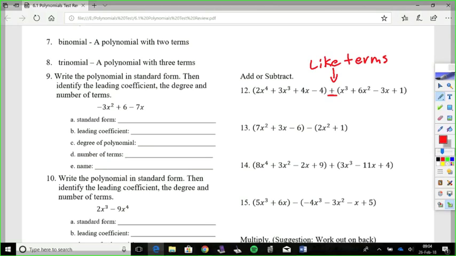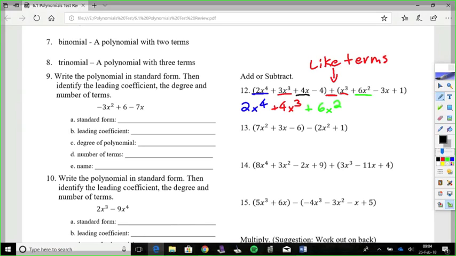So let's identify the like terms. I've got 2x to the 4th, but I don't see any other x to the 4th term to combine it with, so I'm going to bring it down, keep it as 2x to the 4th. Then, let's look for the x to the 3rd term. I got a 3x to the 3rd, and I have an x to the 3rd. Now I'm adding these, right? So 3x to the 3rd plus x to the 3rd would be a total of 4x to the 3rd. Then I've got my x squared term. There's nothing else that it's adding with, so it's still going to be plus 6x squared.